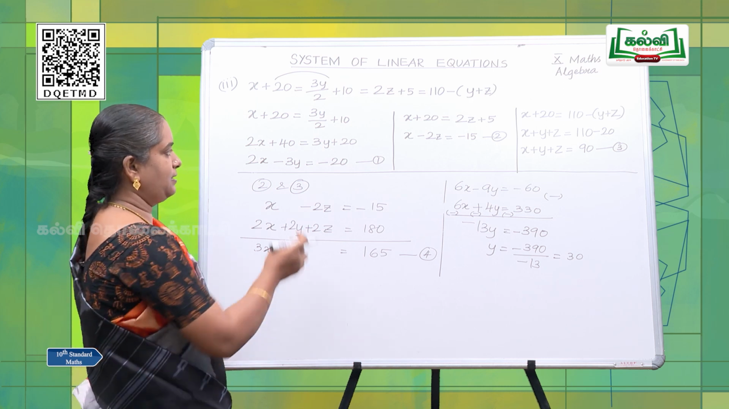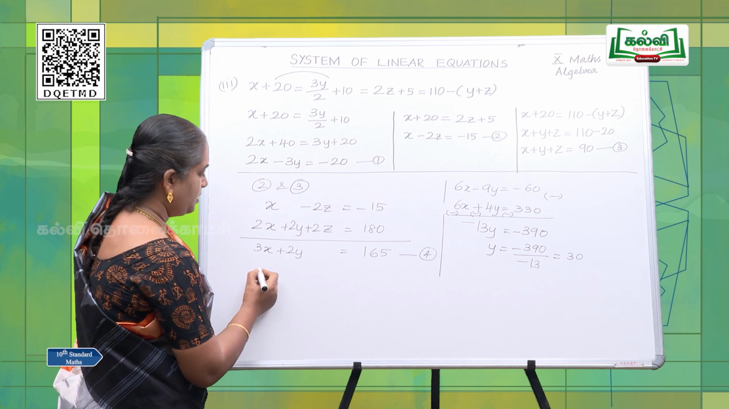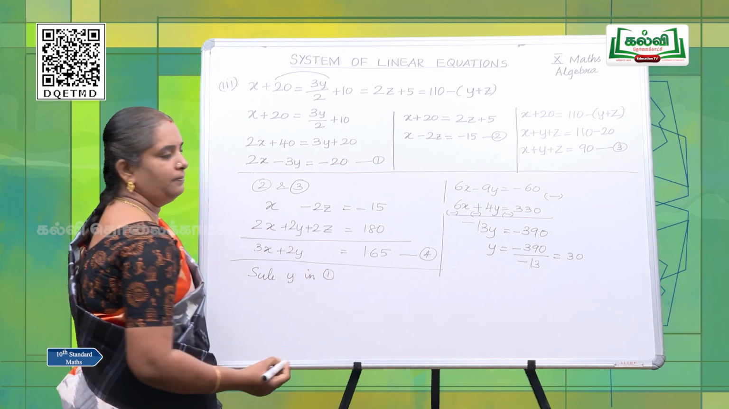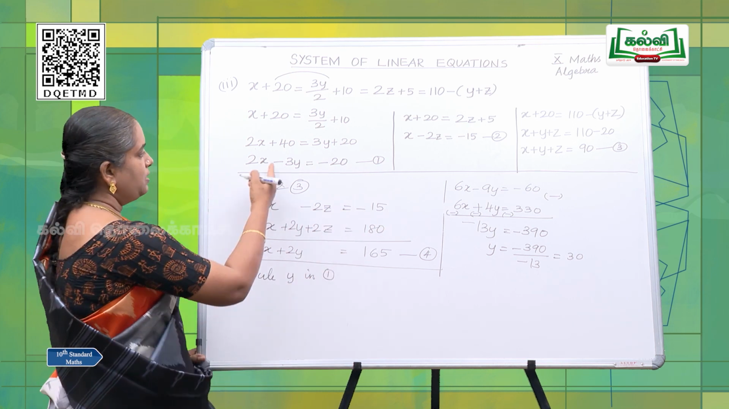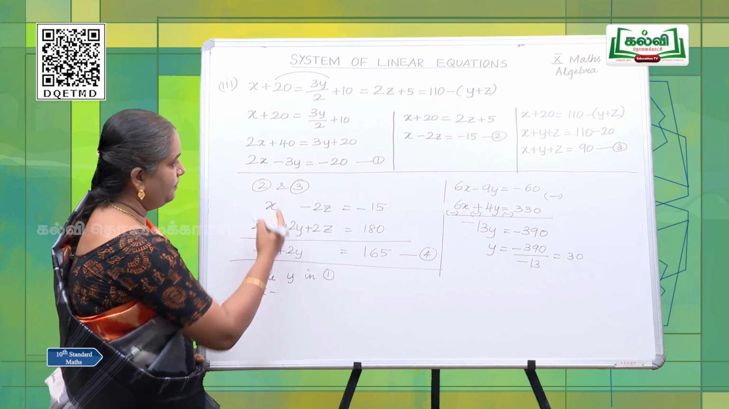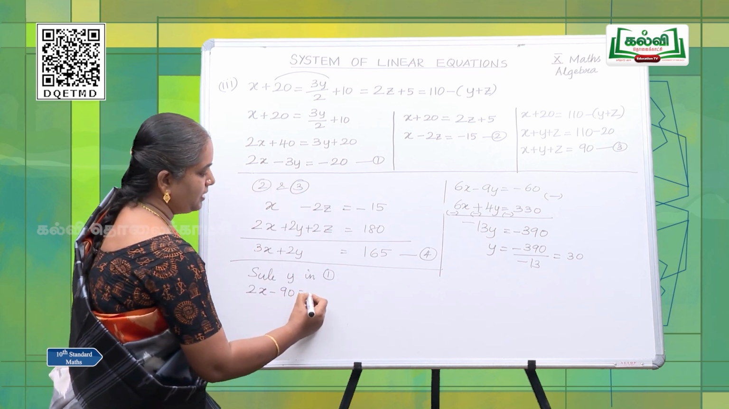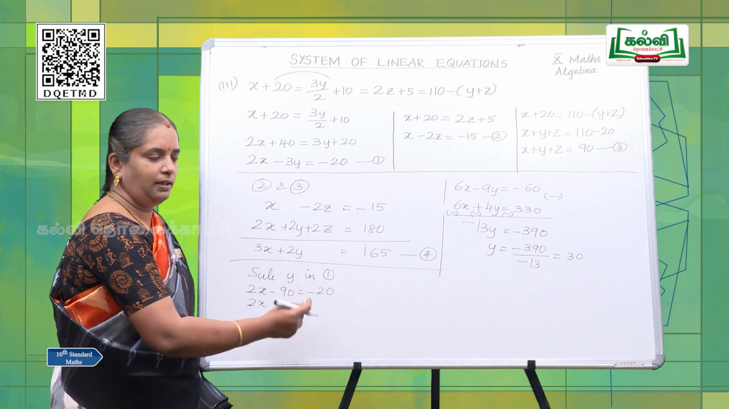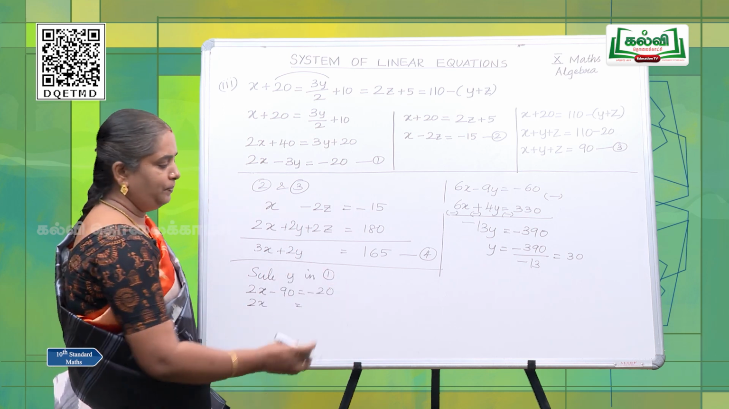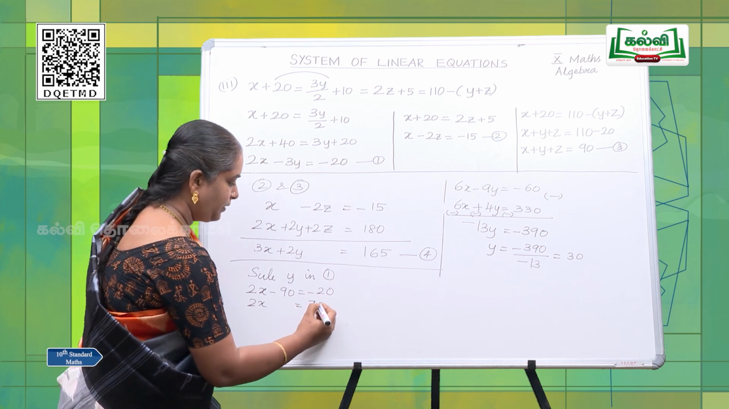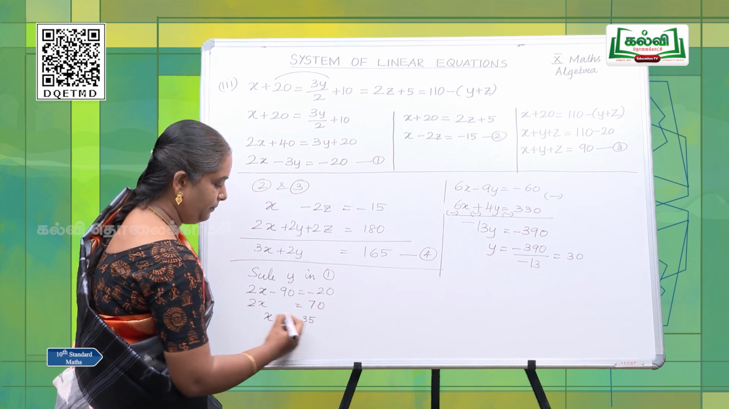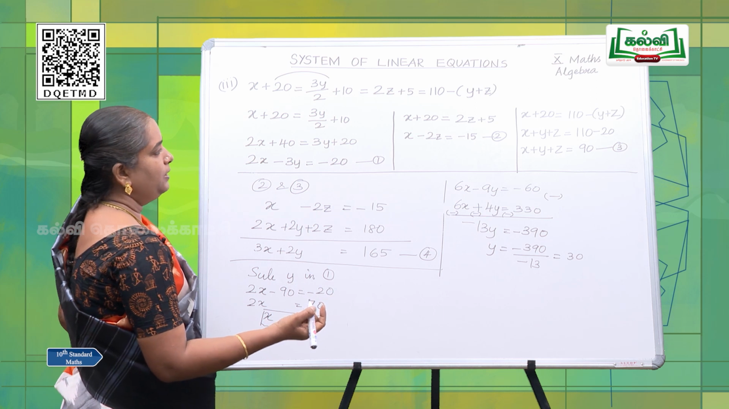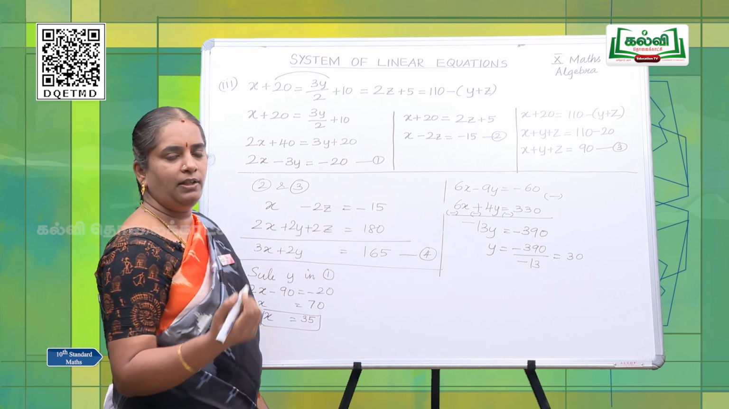We can substitute y in the first or fourth equation to get the value of x. Let us substitute y in the first equation. What is the value of y? 30. So, we have 2x - 3 into 30, which is 90, equal to -20. So, 2x = 90 - 20, which is 70, so x = 35. So, we have x and y. We have to find the value of z now. Substitute in the third equation and find the value of z.